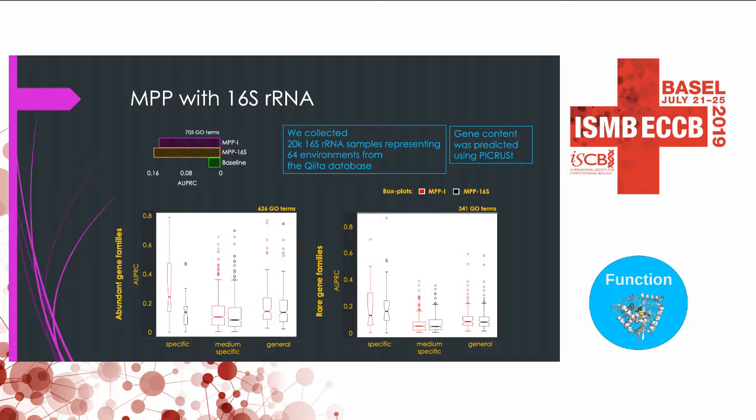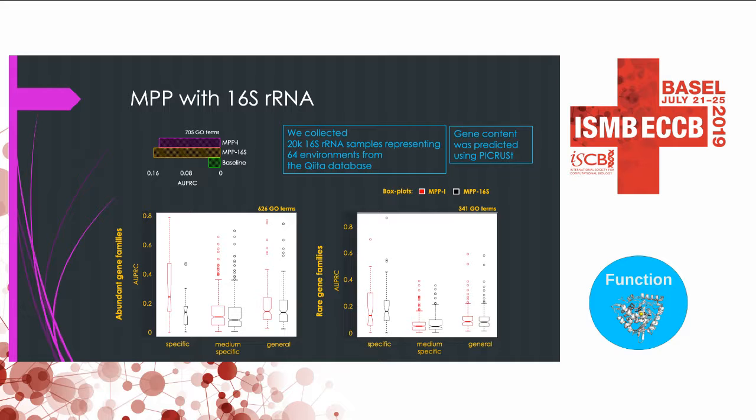by using PyCrust, we were able to more correctly predict abundances of rare genes. That is not the case with whole metagenome sequencing with low resolution. So to test this hypothesis, we divided gene families into rare and abundant gene families, and for each of them we constructed a separate MPP.